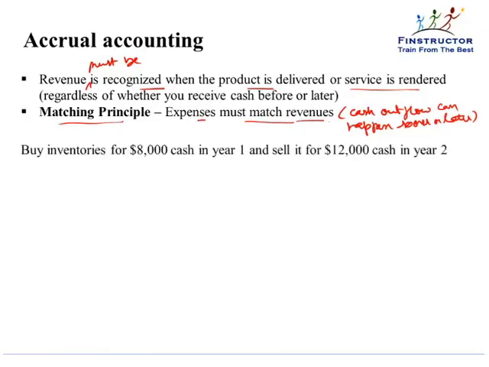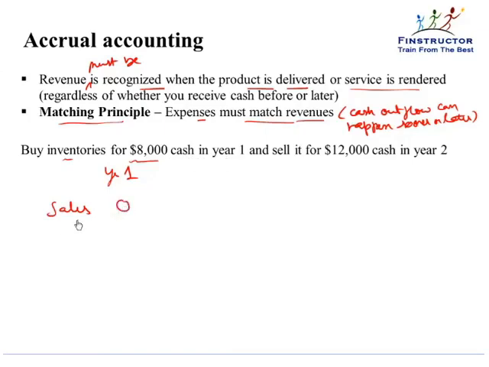Let's understand the concept with an example. So going back to the same question, if we buy inventories for $8,000 in cash in year one and sell them for $12,000 in cash in year two, how would the income statements for the 2 years look like? So for year one, what will my sales be? Have I delivered any product or rendered any service? No. I've just purchased inventories for $8,000 cash in year one. So my sales will be 0.